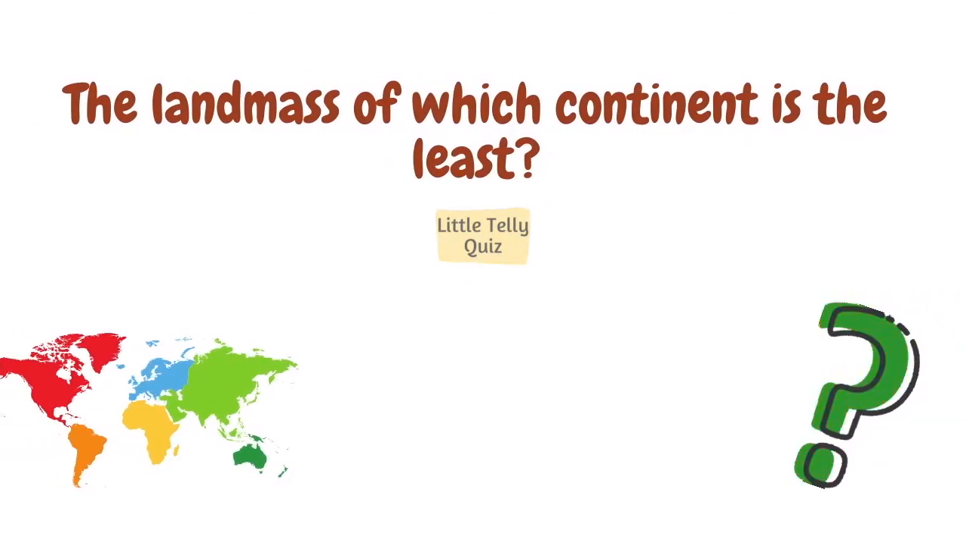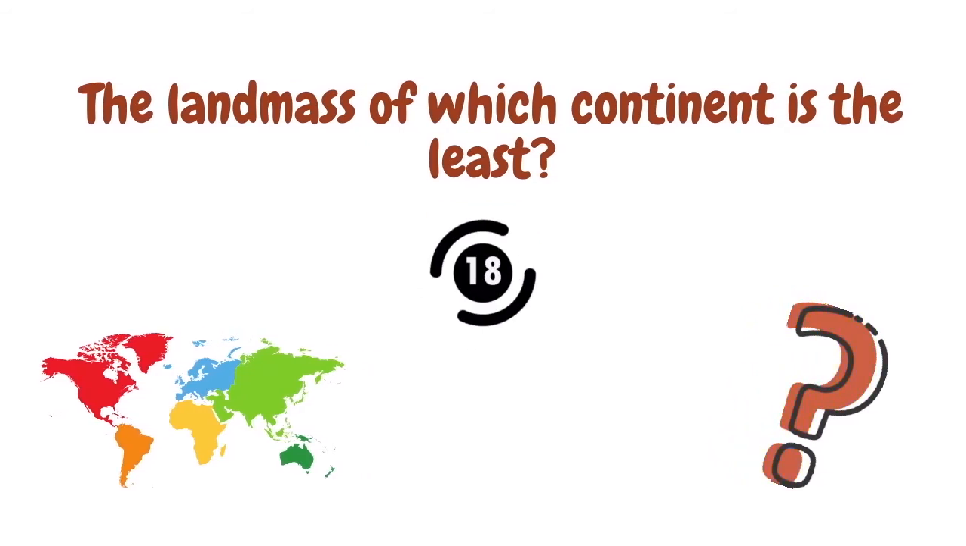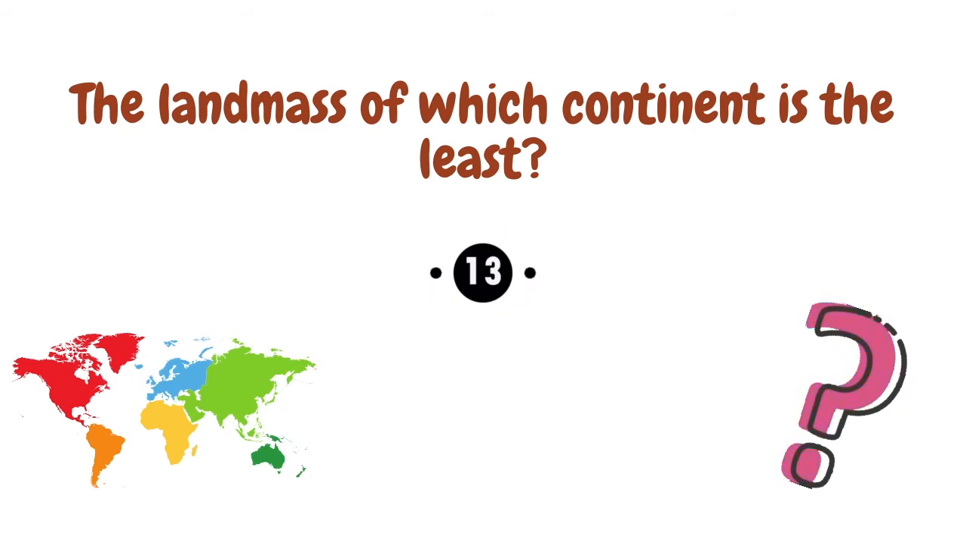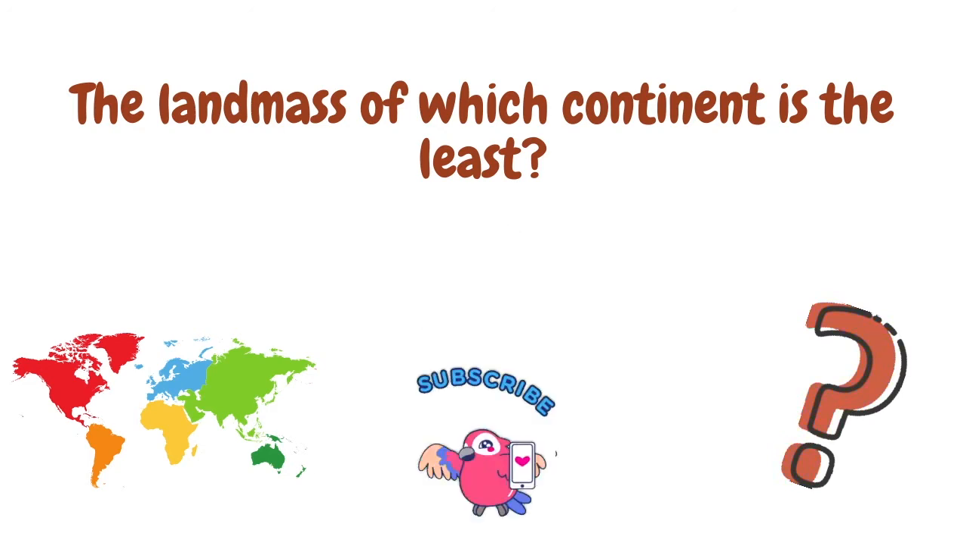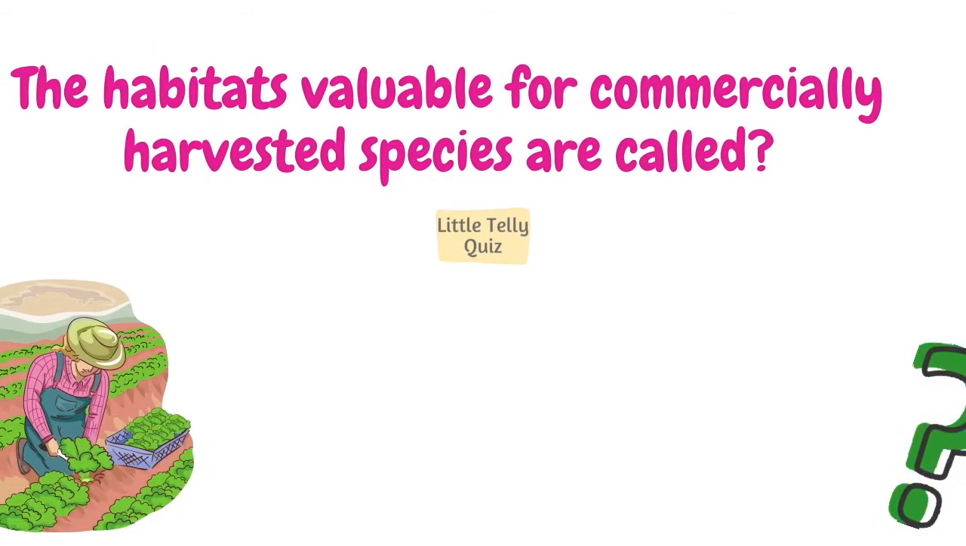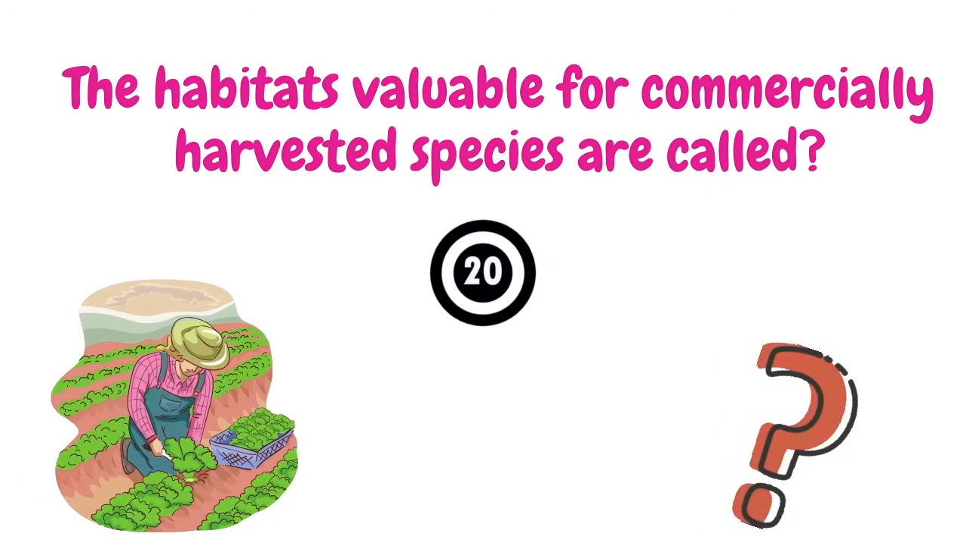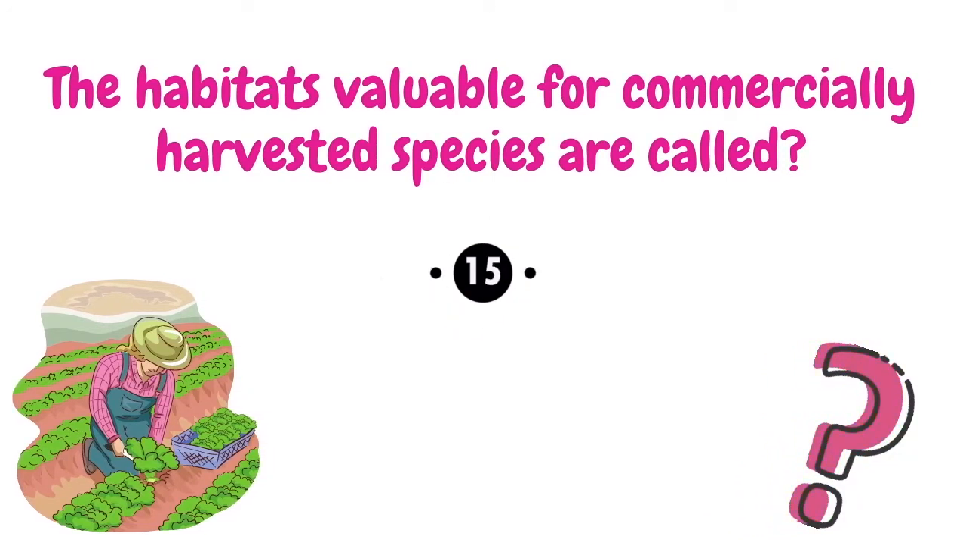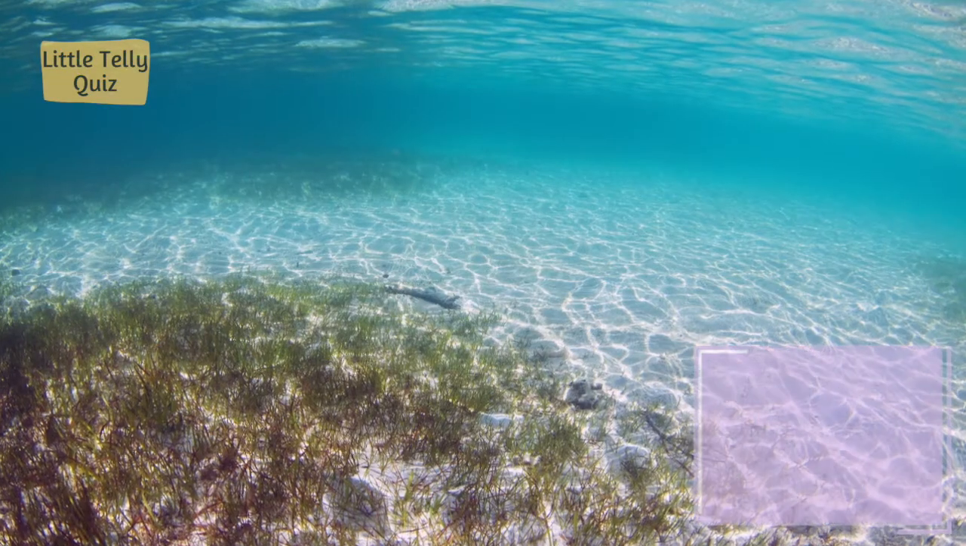The landmass of which continent is the least? The answer is Australia. The habitats valuable for commercially harvested species are called... The answer is seagrass bed.